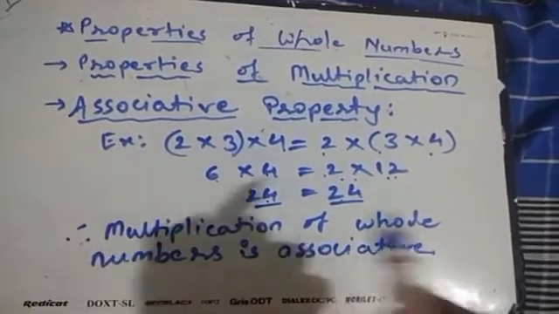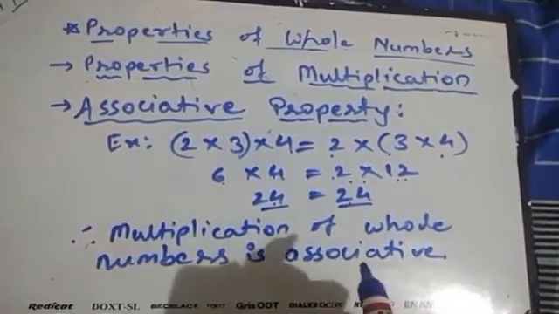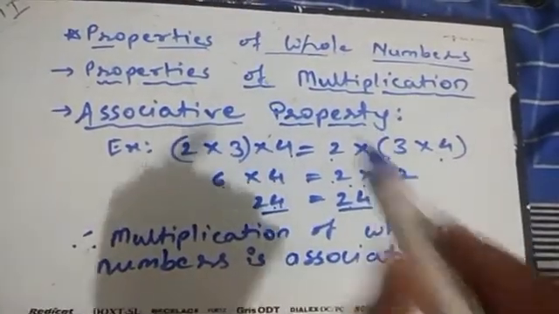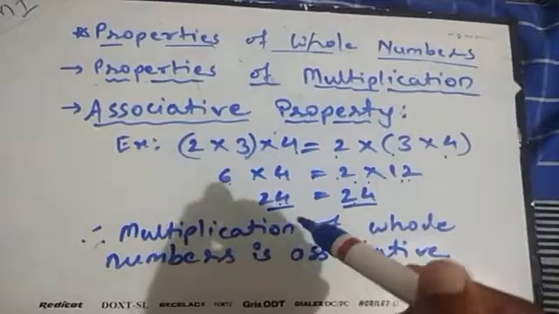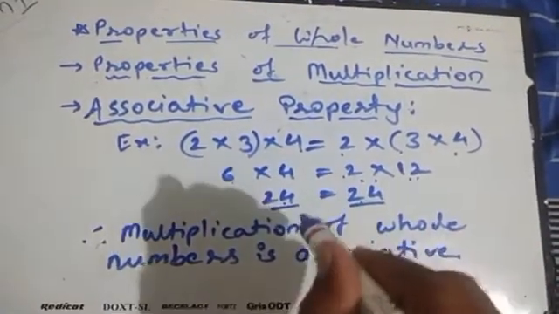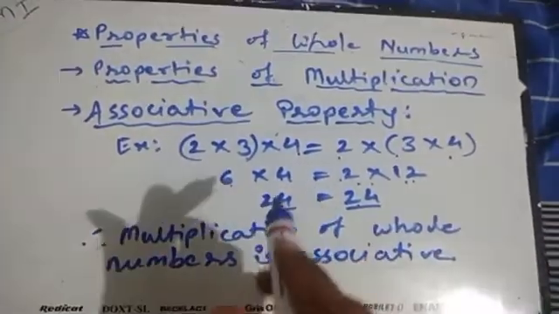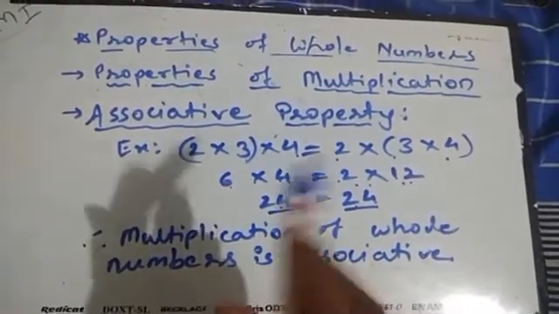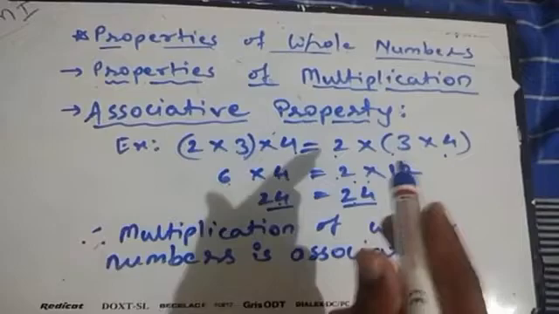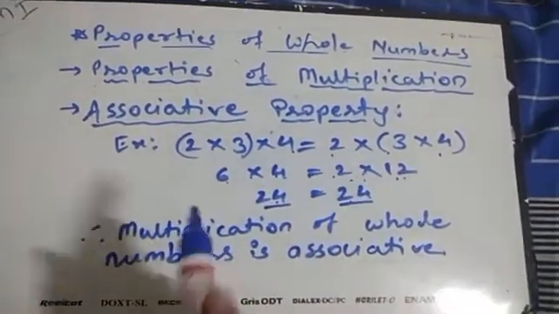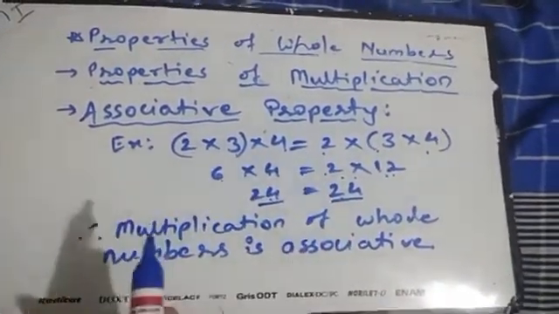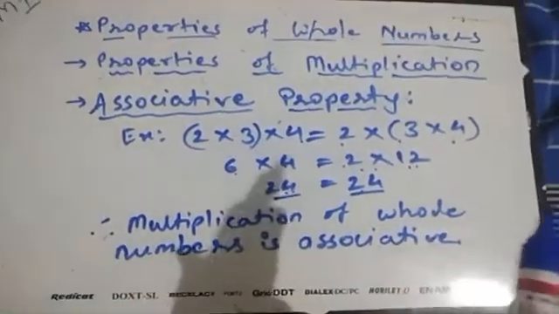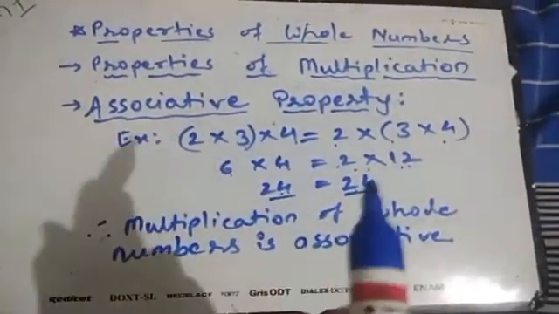Therefore, multiplication of whole numbers is associative. Why are we studying this? Because we can understand by this that we can change the groups of the numbers and we can multiply as per our convenience. In addition and multiplication it is possible to change the groups, but in subtraction it is not possible. Therefore we can say, with the help of this example, multiplication of whole numbers is associative. You can take many examples and cross check, no problem, you will get the same answer.